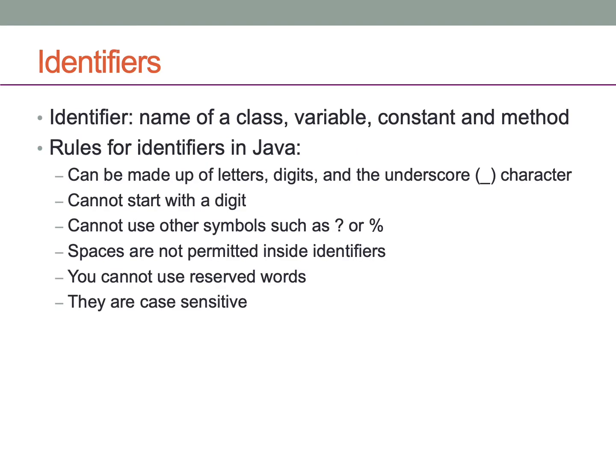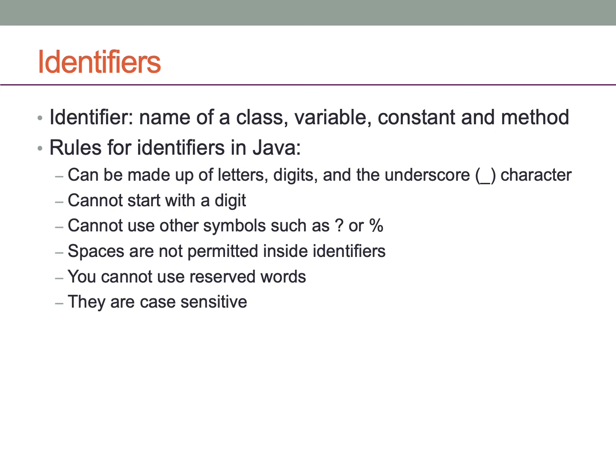Now let's look at what is an identifier. Identifier refers to the name of a class, name of a variable, name of a constant, and also the name of a method. Previously, we have looked at an example of a variable where it was identified with the name lucky number. So, lucky number is an identifier for our variable.